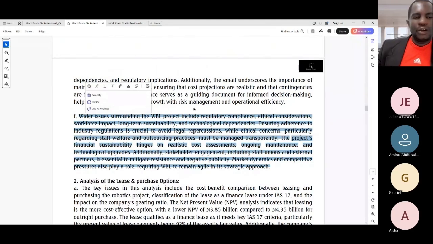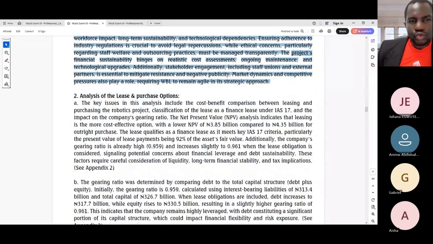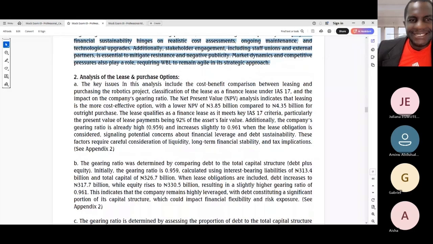requirement 1. Then number 2, now you want to use professional tools. That's where you now analyze the lease and the purchase options. And this is where you reference your appendix. And that's why you must do appendix.